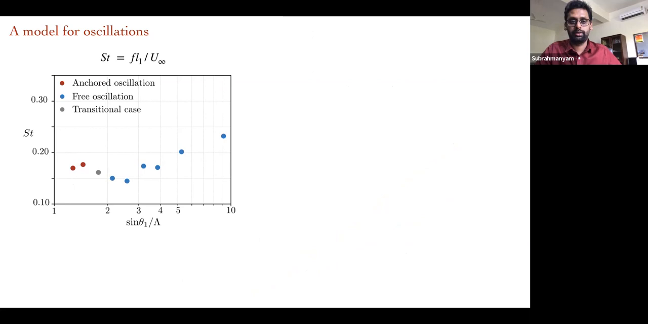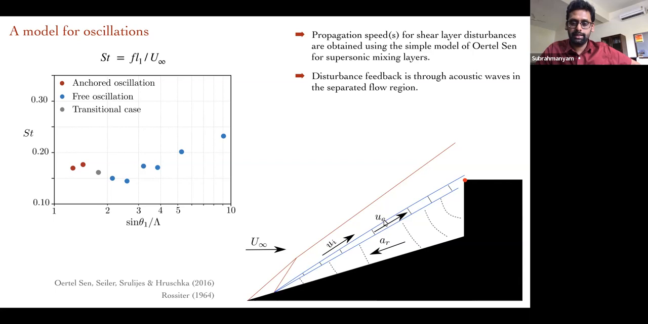So that's the model we use for getting the UC. And then for the acoustic feedback, we go back to the classic work by Rossiter, where they looked at acoustic tones from cavities. That's what we use for the feedback. So we combine these two models, and now what you'll see are the results from our model.